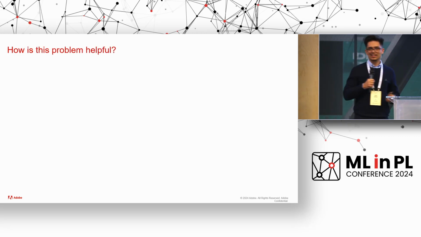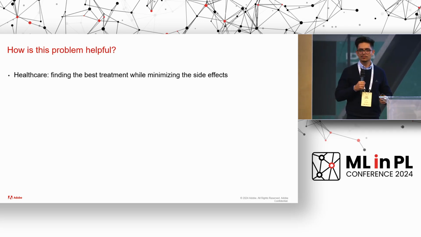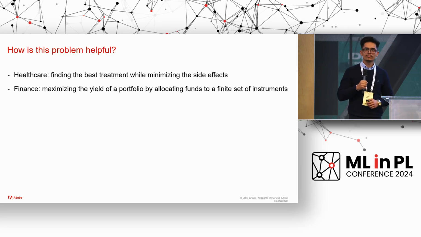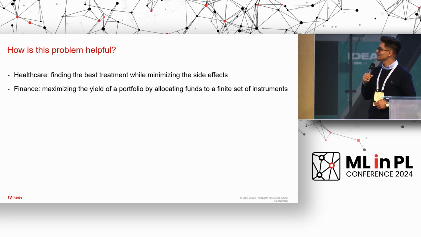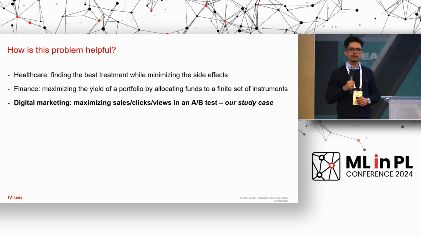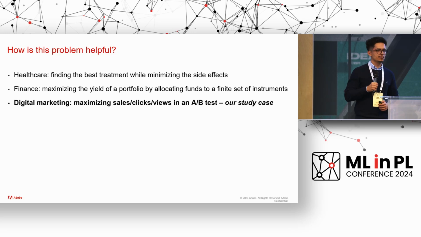And why is this helpful, other than slot machines and gambling? First of all, in healthcare, it can be used to find the best treatment while minimizing side effects. In finance, it can be used to maximize the yield of a portfolio by allocating funds to a finite set of instruments. And this is not financial advice, so don't take my word for it. And digital marketing, which is going to be our study case today, where you want to maximize a metric such as sales, clicks, or views in an A/B test.